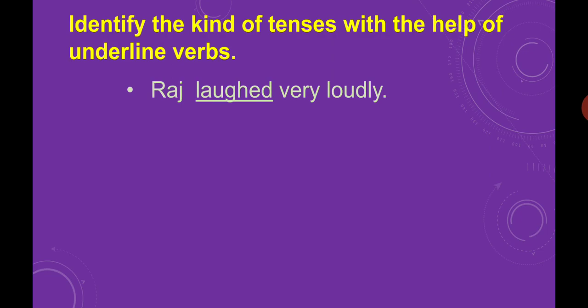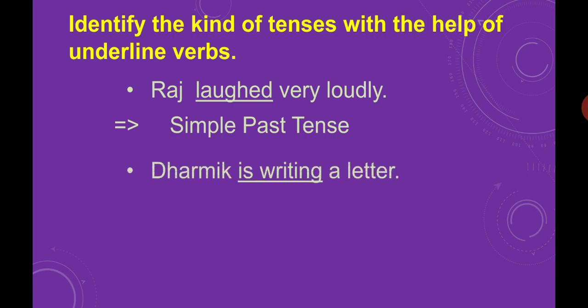So, laughed is in which form? Present form? No, not s or es with laugh. ING form with laugh? No. Past form with laugh? Yes. D or ed form. What is the form of the verb? D or ed form. So, if the verb has D or ed, then what tense is it? Yes, it is simple past tense. Understand how to identify the tenses? Let's do the next sentence.